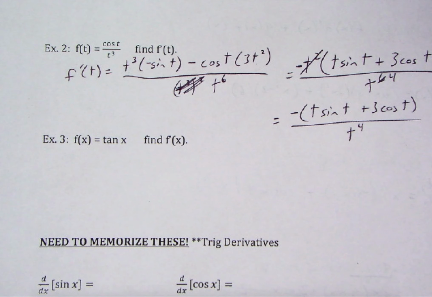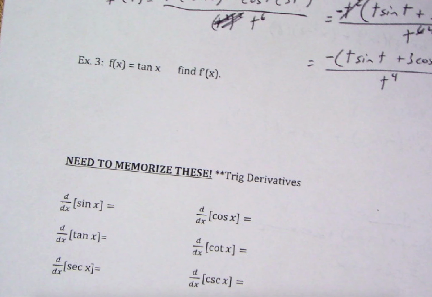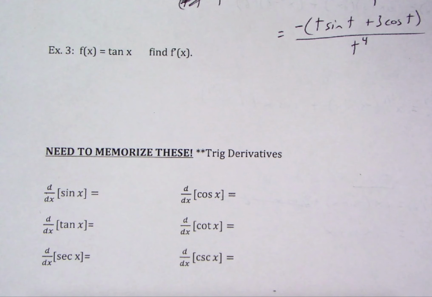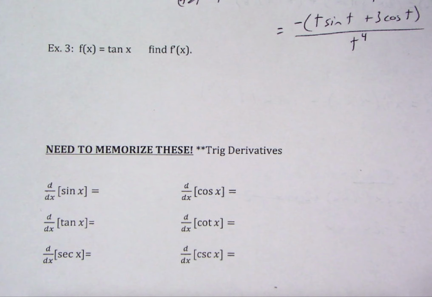All right, the last one. So I mentioned how we should know the derivative of sine and cosine. Like, you should have those down. The derivative of sine is cosine. Derivative of cosine is negative sine. Okay. You're also going to have to know the derivative of the other 4 trig functions. So tangent, cotangent, secant, cosecant.